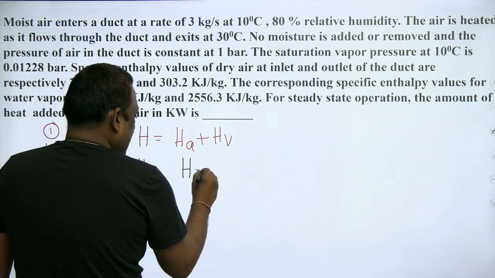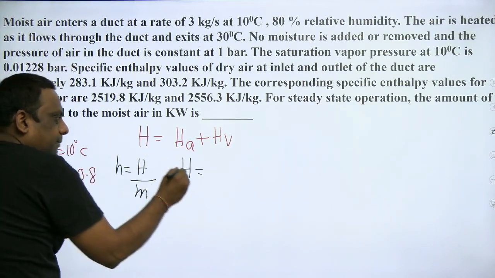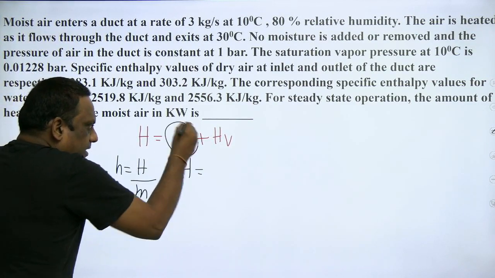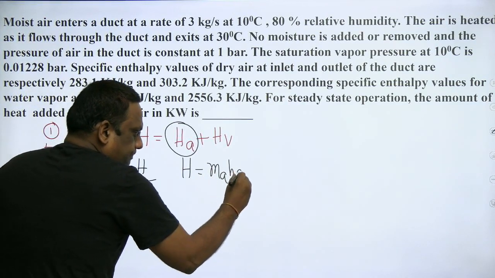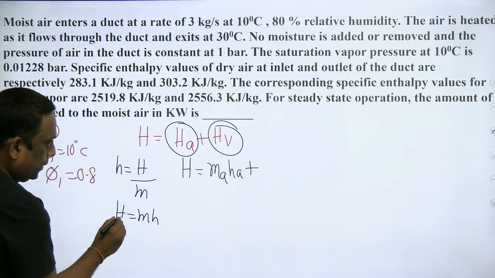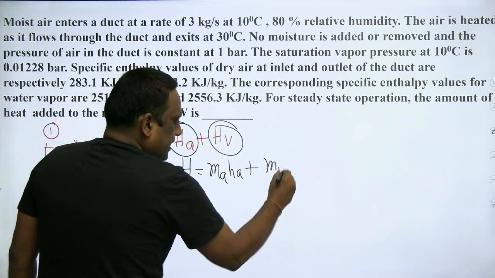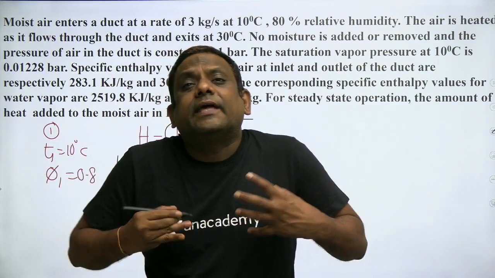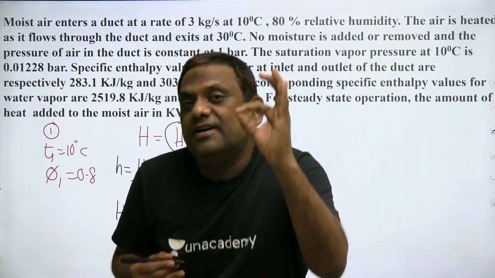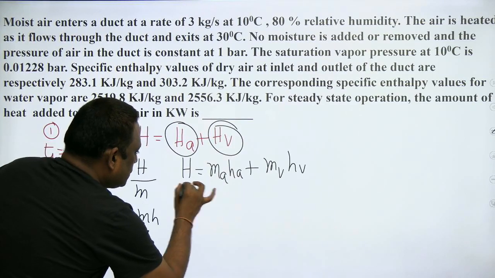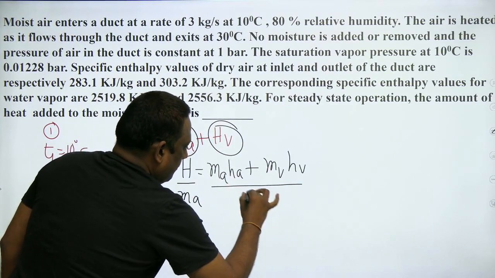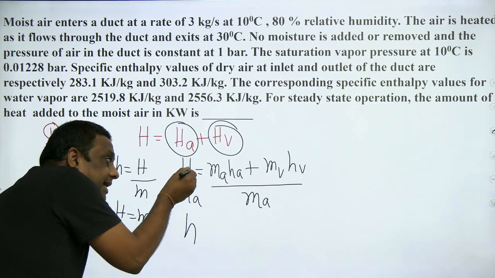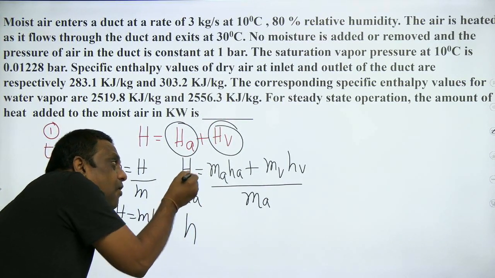So this can be written as, my dear students, what is H? Total enthalpy. H is equal to m into h. So HA will be equal to MA hA. HV will be equal to MV hV. All these I had explained in my earlier classes. So in air conditioning, all calculations are based on 1 kg of dry air. So divide both sides with the mass of dry air. Divide both sides. So this I write as small h. Please note that it is the total enthalpy of moist air.